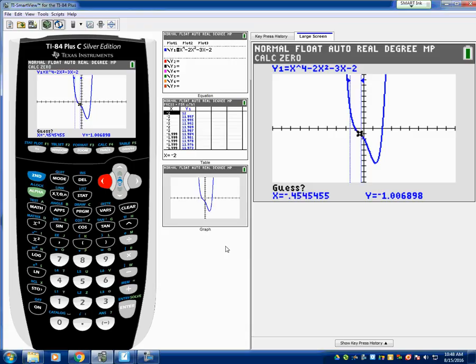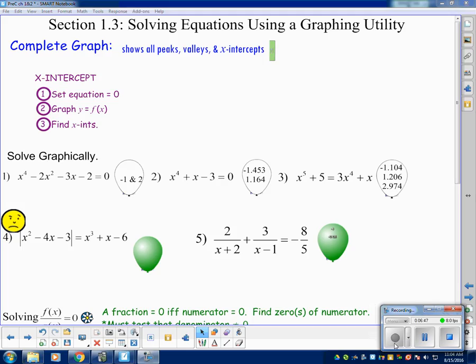So if I go ahead and just click one time to the left of my right bound and then hit enter, it will tell me that that 0 is x equals -1. Do you see that on the bottom there? So x equals -1.